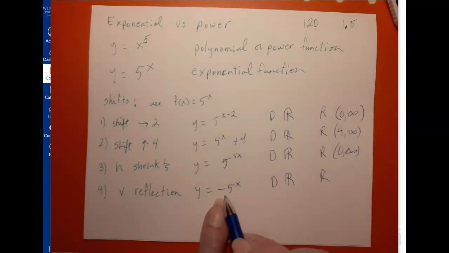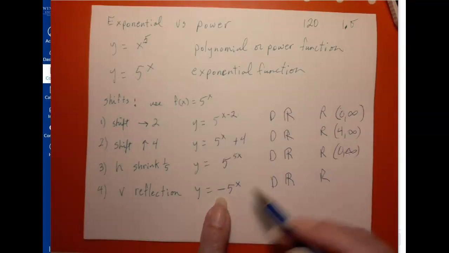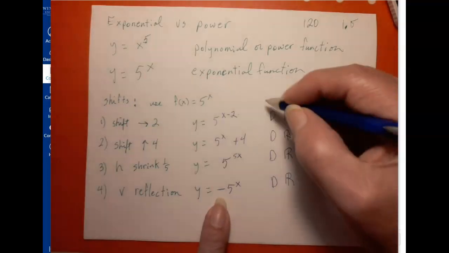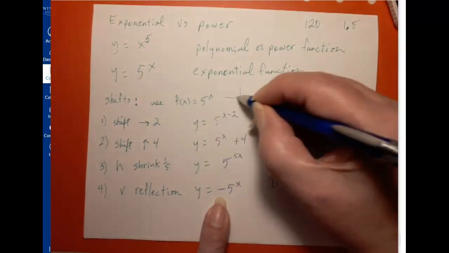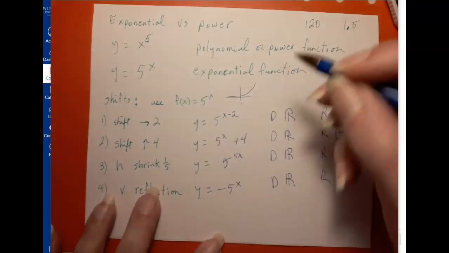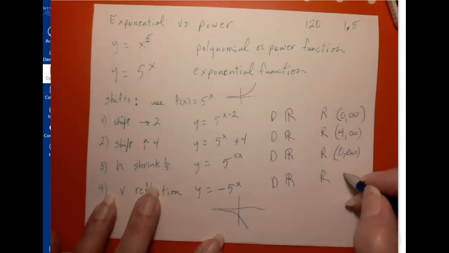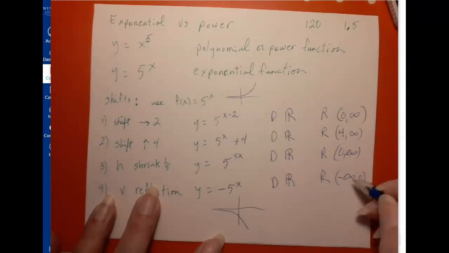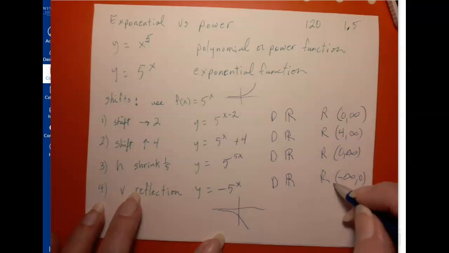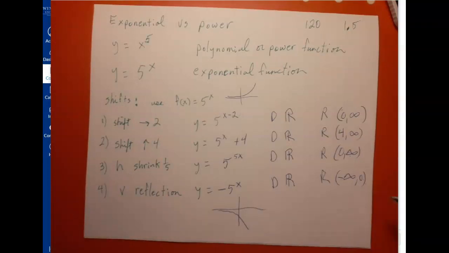So this one is negative on the outside. It's a vertical reflection, so instead of a graph that looks like this, the vertical reflection would be a graph that looks like this. So our range would be from negative infinity to 0. It's important that you do not write this backwards, because negative infinity is before 0, and interval notation is written in the order that it appears on the number line.